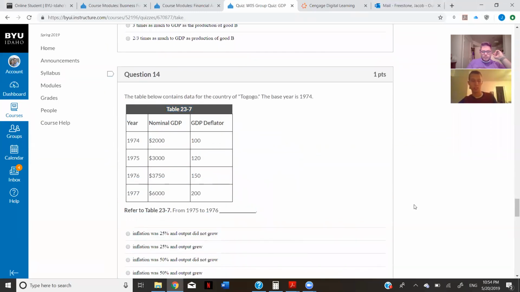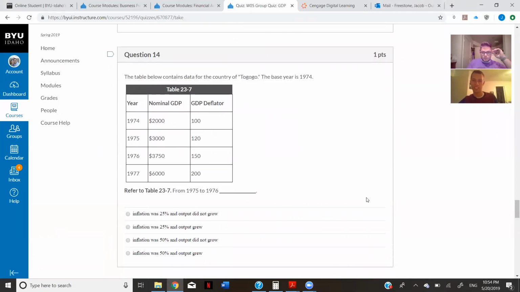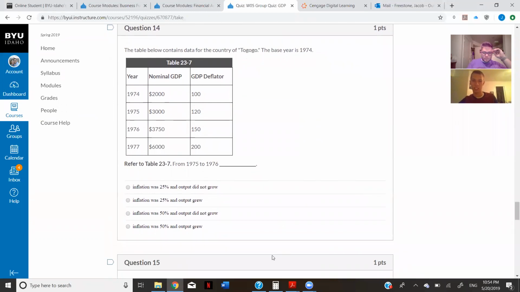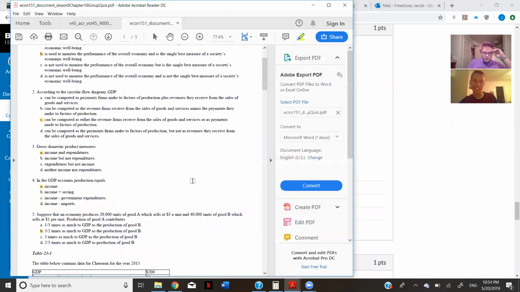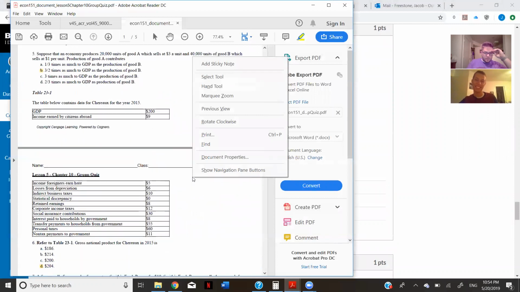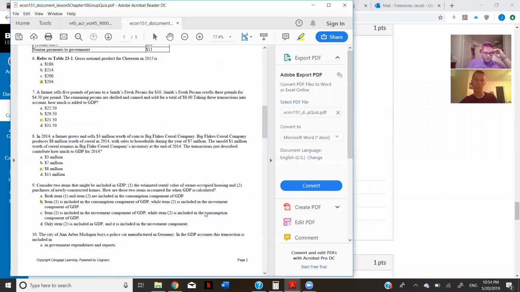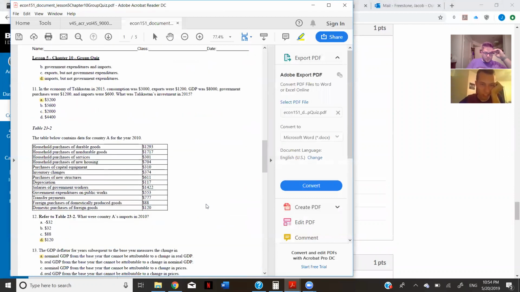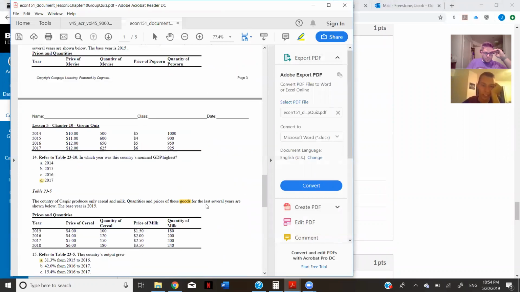Question number 14 is, the table below contains data for the country Togo. How do you spell Togo? I don't know if we went over that one. Togo. Oh, I see. From 75 to 76.